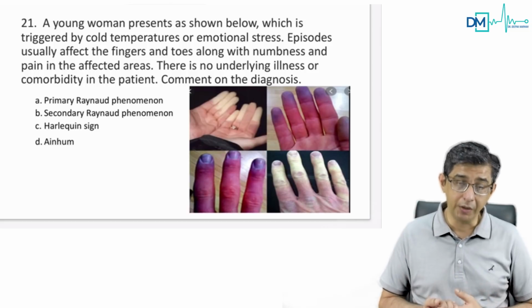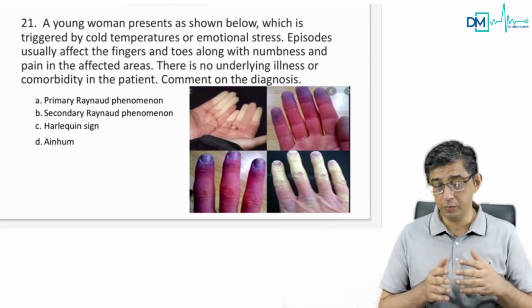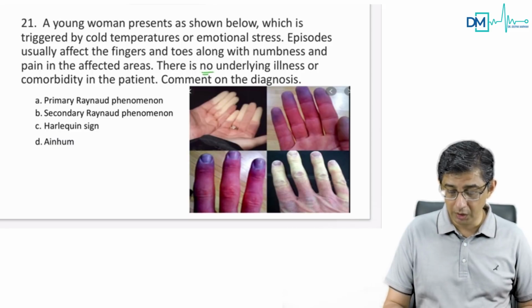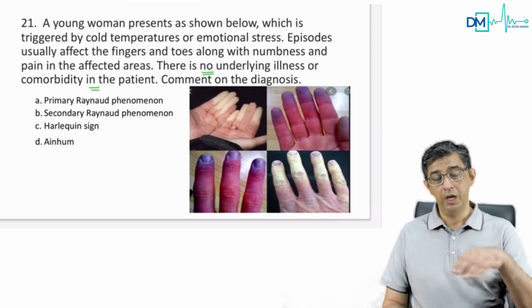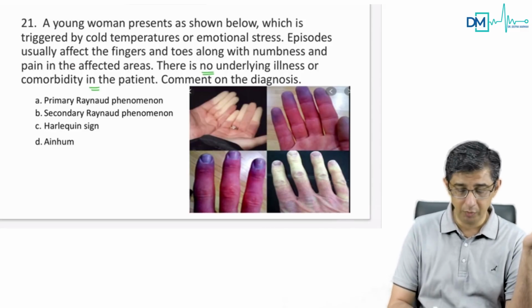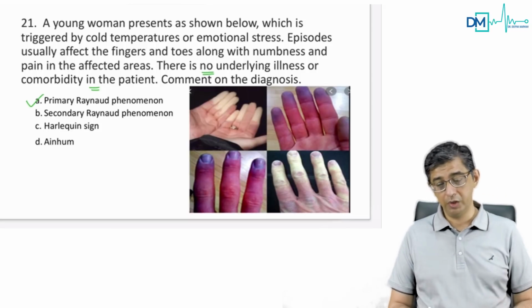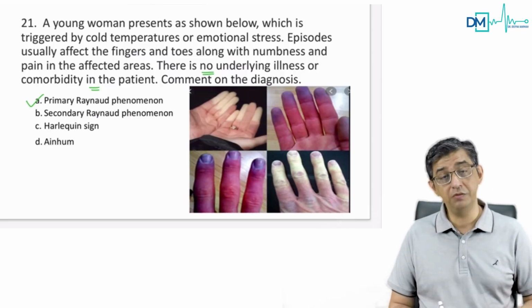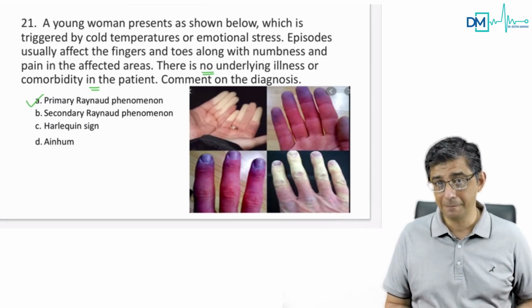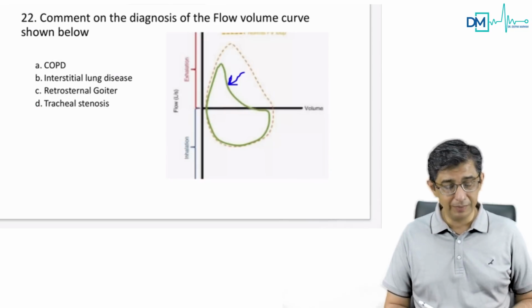Now, is it primary, is it secondary? The bottom line is that when it comes to primary, it is idiopathic. If it is secondary, that means there should be some connective tissue disorder. He has written here that there is no underlying illness, there is no comorbidity in the patient. If there is no underlying illness or comorbidity in the person, it cannot be secondary, it would be a primary Raynaud's phenomenon. So the answer to this question is alpha. Harlequin sign is what you see in pediatrics, and Ainhum is a feature in Ballian love. No, in fact, Ainhum is a gangrene of the toes that is seen in Negroes, right? So this is anyway not gangrene, this is Raynaud's phenomenon. So the answer to this question is alpha.